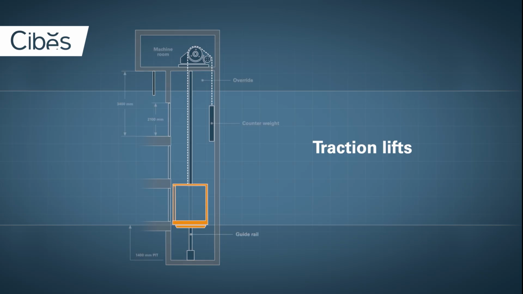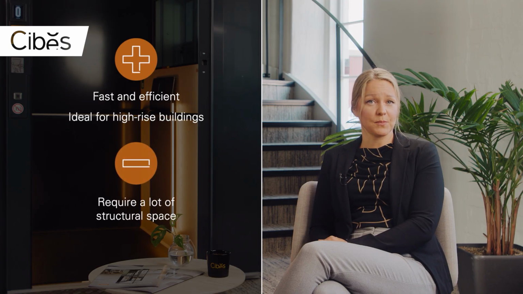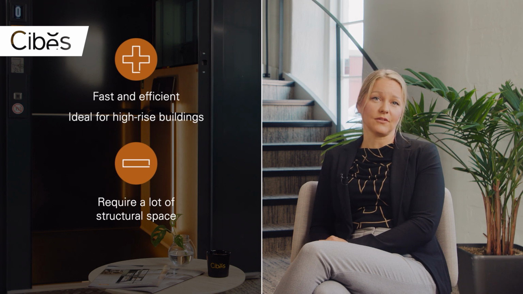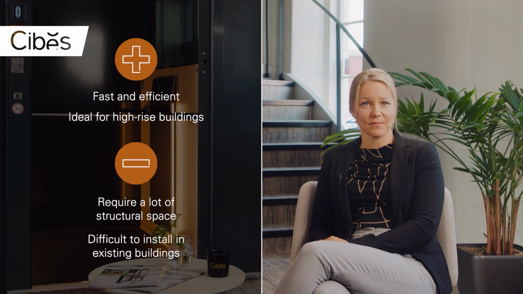Traction lifts use ropes, a motor, and counterweights to move the lift car. They're ideal for high-rise buildings, but they also require a lot of structural space, both above and below the elevator, which makes them harder to install in existing buildings.